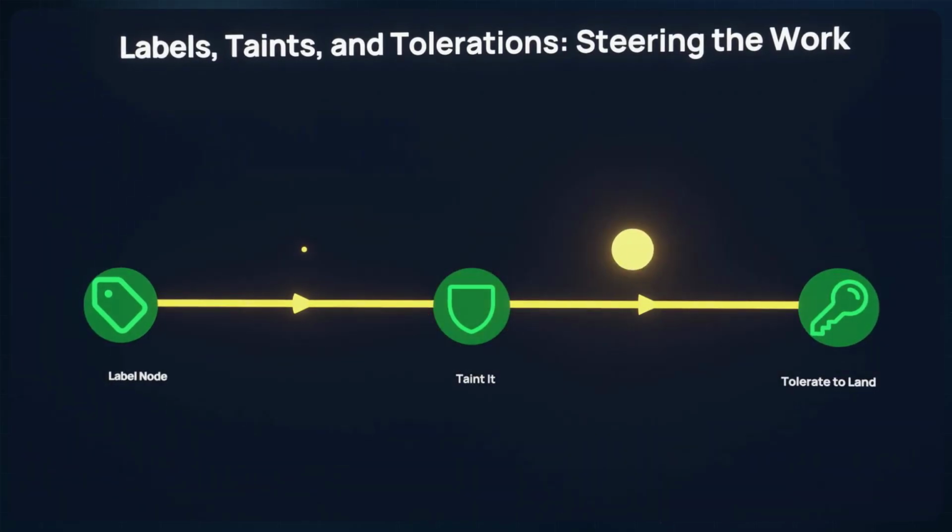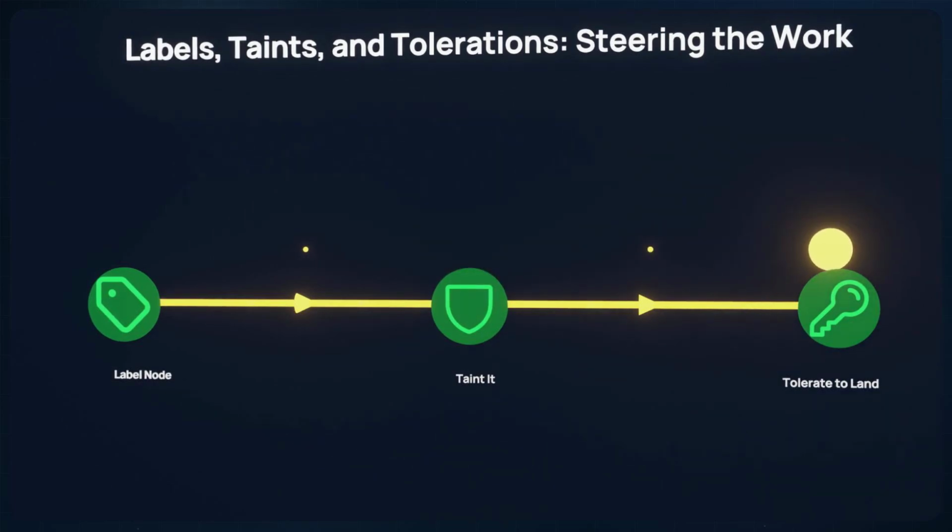Labels are simple. I label the gaming rig as a GPU worker. Taints are the opposite of a magnet. A taint on a node repels every pod unless that pod carries a matching toleration, a permission. So I taint the gaming rig so that ordinary pods stay off it, and I give only my AI jobs the toleration to land there. The result is exactly what I want. Heavy GPU work runs on the gaming rig, and the DGX control plane stays clear to keep directing.